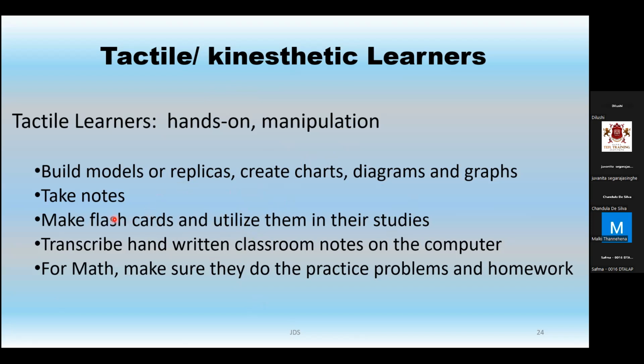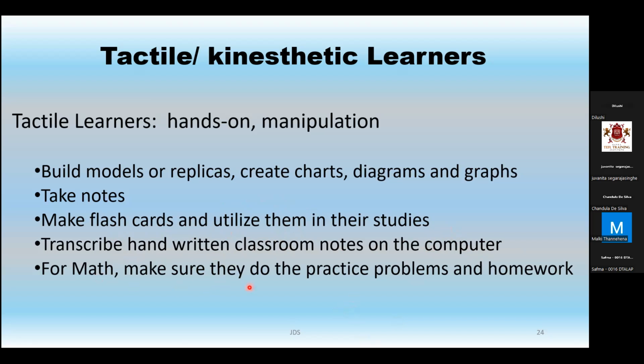Build models, replicas, take notes, do something. It can be flashcards or it can be an experiment. Transcribe handwritten classroom notes on the computer, right? So soft copy notes, or maybe in a different way.